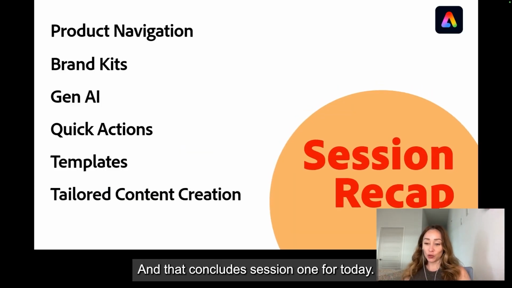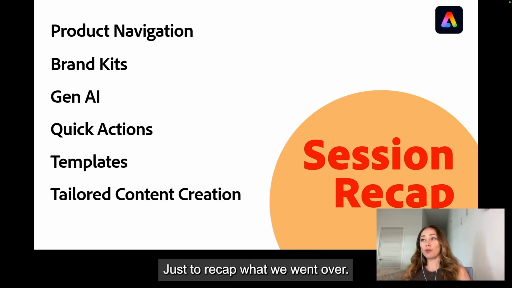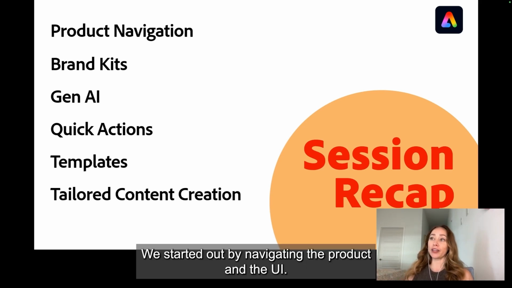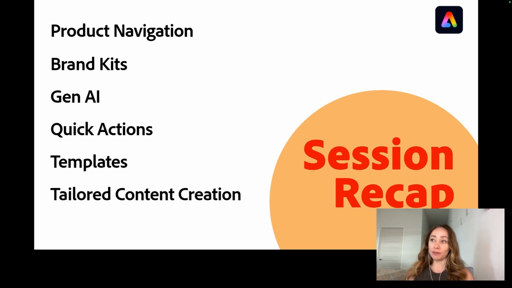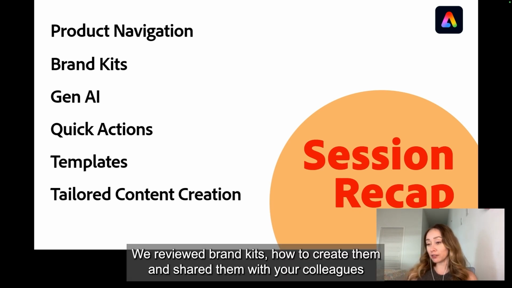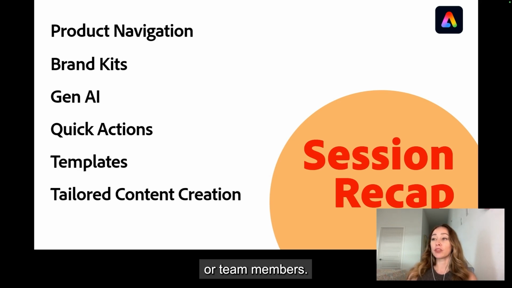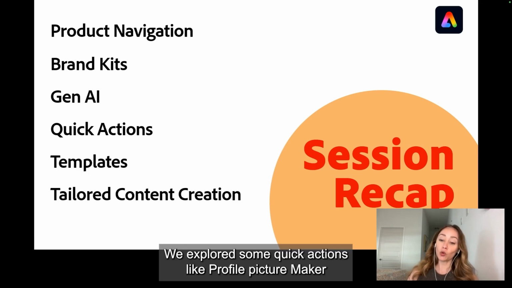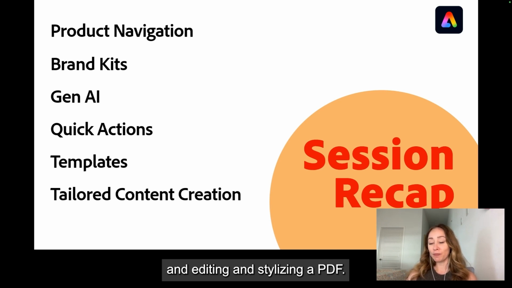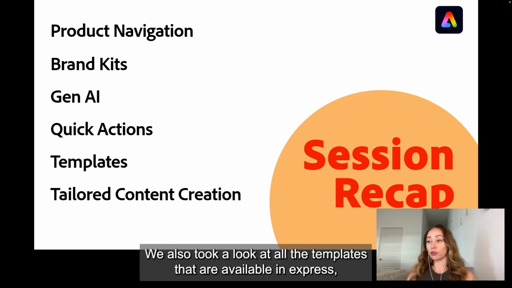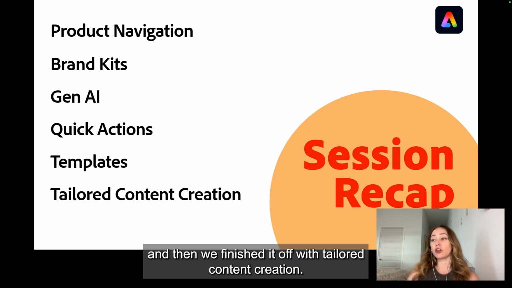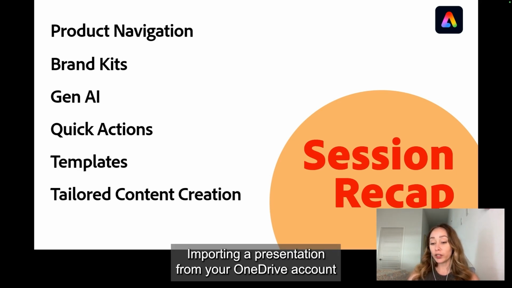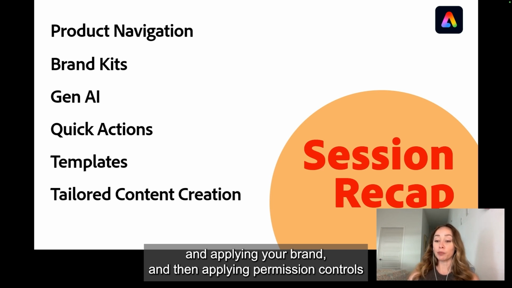And that concludes session 1 for today. Just to recap what we went over, we started out by navigating the product and the UI. We reviewed brand kits, how to create them and share them with your colleagues or team members. We looked at some of the generative AI features available in Express. We explored some quick actions like profile picture maker, and editing and stylizing a PDF. We also took a look at all the templates that are available in Express. And then we finished it off with tailored content creation, importing a presentation from your OneDrive account and applying your brand, and then applying permission controls.